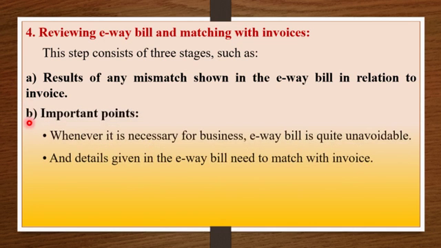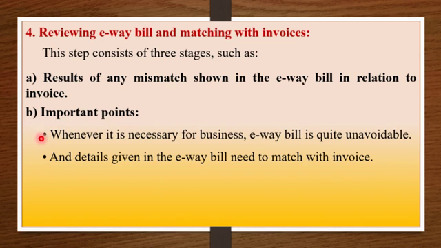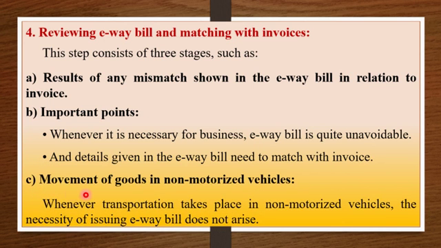Second step is important points. In that, whenever it is necessary for business, an e-way bill is quite unavoidable, and details given in the e-way bill need to match with the invoice. Third step is movement of goods in non-motorized vehicles. In that, whenever transportation takes place in non-motorized vehicles, the necessity of issuing e-way bills does not arise. As some businesses are taking to this practice in order to avoid e-way bills, the internal auditor needs to closely scrutinize whether the e-way bill is worth more than 50,000 rupees.